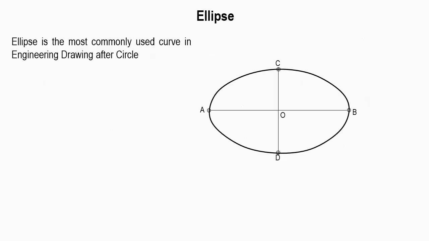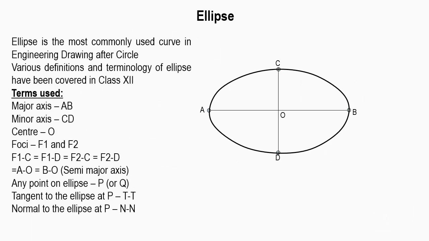Ellipse is the most commonly used curve in engineering drawing, of course after the circle. The various definitions and terminologies of the ellipse you have already studied in your class 12th, but just a recap or a revision. Major axis of the ellipse is shown as AB. Minor axis of the ellipse is CD. The point of intersection of major axis and the minor axis, that is the center of the ellipse, is shown as O. F1 and F2 are the two foci points such that F1C is equal to F1D is equal to F2C is equal to F2D.